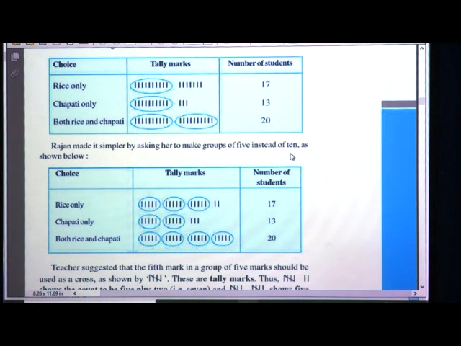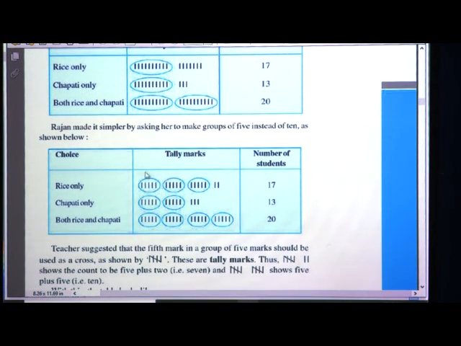instead of 10, as shown below. Now, again 5 groups are made. In a group, 5 lines should be there: 5, 10, 15, and 2, 17; 5, 10 and 3, 13; 5, 10, 15, 20. So, we get 20.